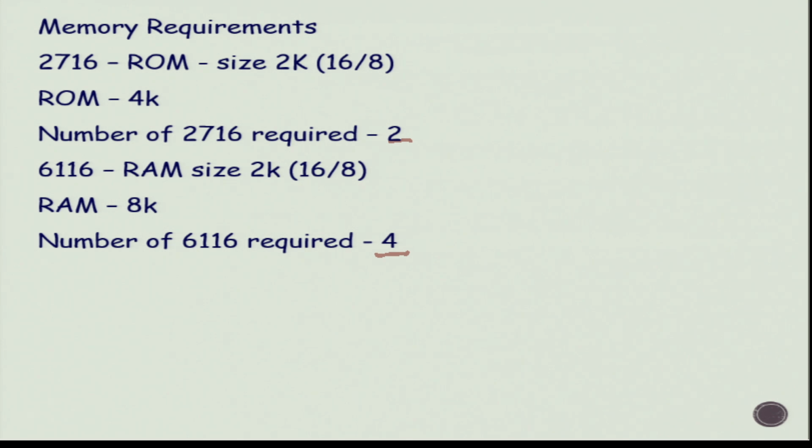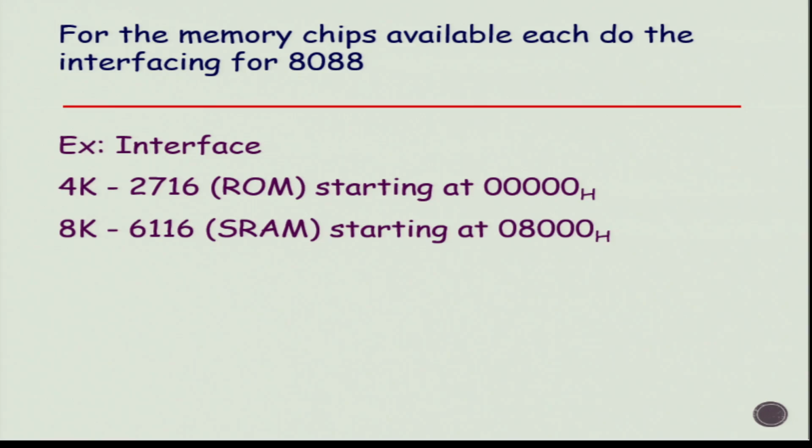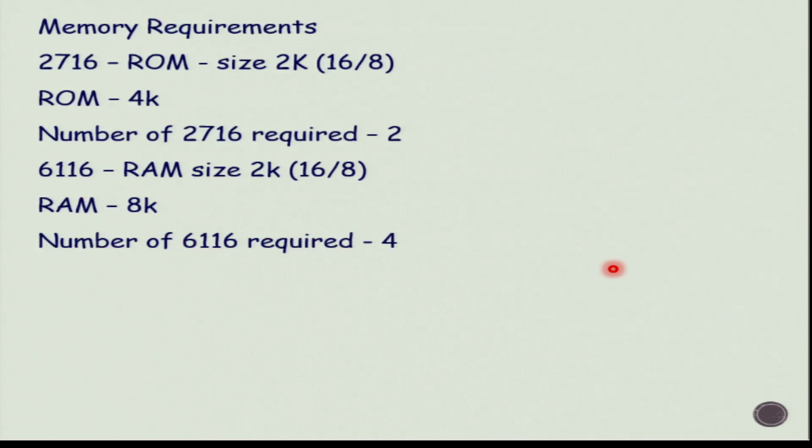So now that we have decided the number of ROM chips and the number of RAM chips, we also have to see how the memory mapping is going to be done. Remember, the question says that ROM is going to start from address 000 and RAM is going to start from address 0800. So we have to see how to connect these addresses, 000 and 0800.